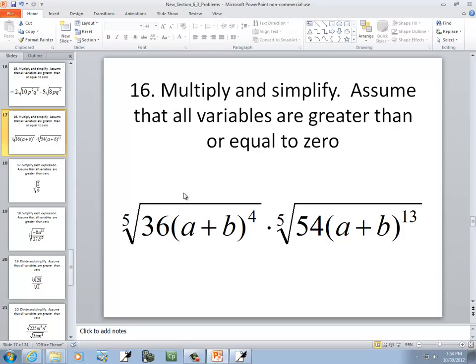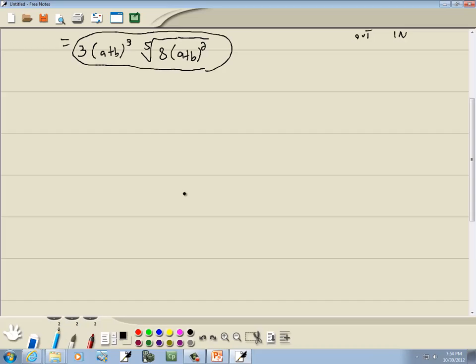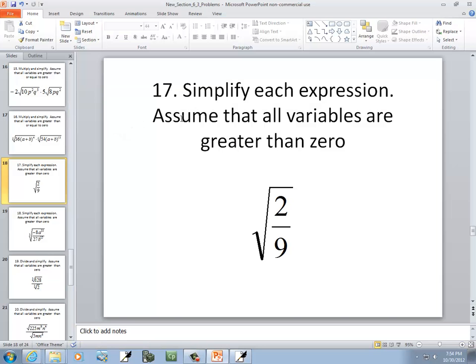Okay, now let's look at division. We've got square root of 2/9. It says simplify each expression. Assume all variables are greater than 0. They're telling you don't worry about absolute value bars when you have variables.